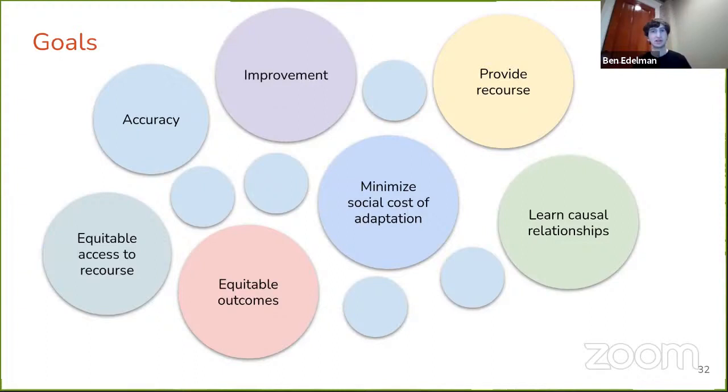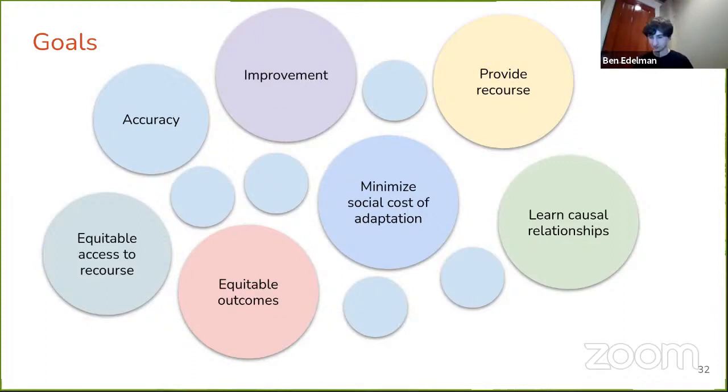And maybe you want to optimize several simultaneously. It's a very important question for the stakeholders in these settings to decide what they really care about, and what we as a society care about. Which goals do we want them to optimize for?